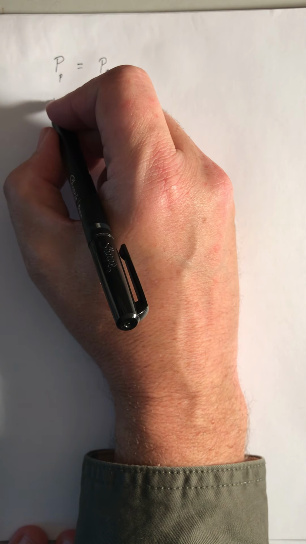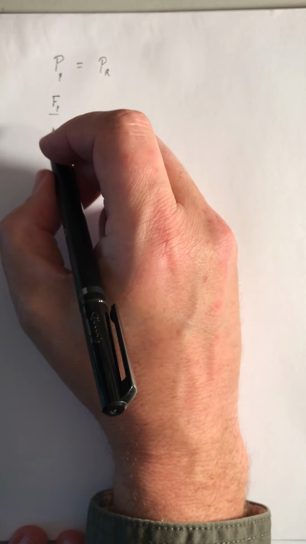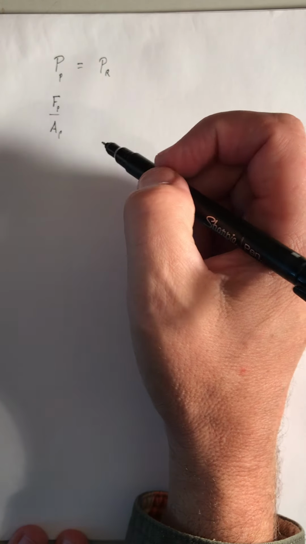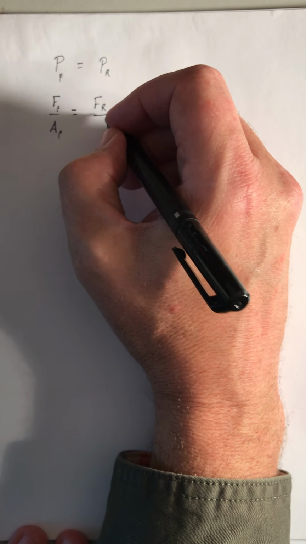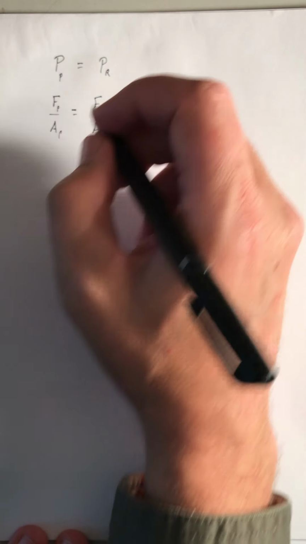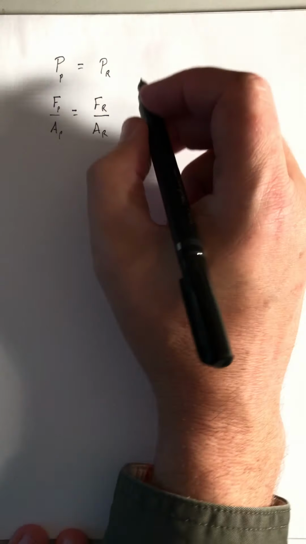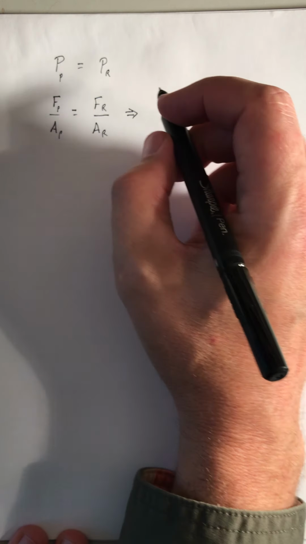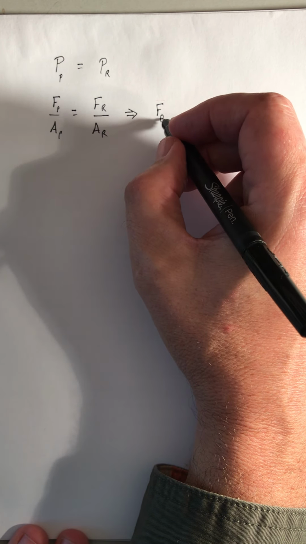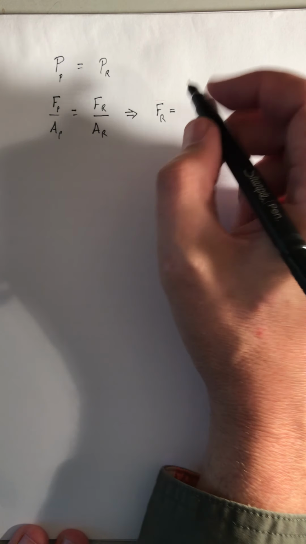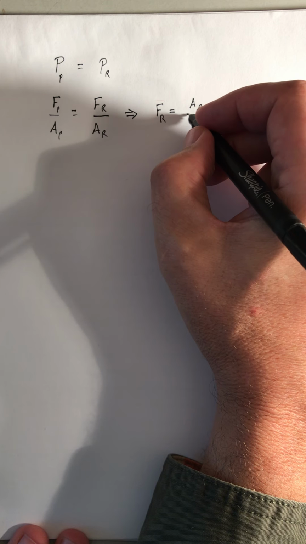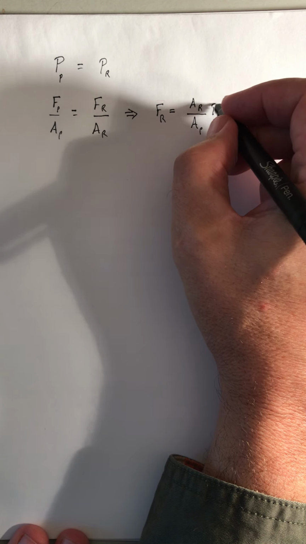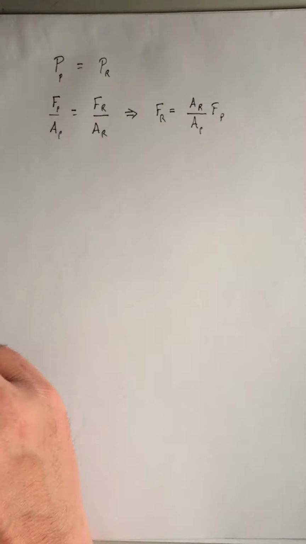Pressure is the force per unit area, so that tells us that the force exerted at the pedal divided by the area of that piston is going to be the force exerted at the rotor divided by the area of the piston at the rotor. And solving for the force exerted at the rotor, we have the ratio of the areas times the force you apply at the pedal.